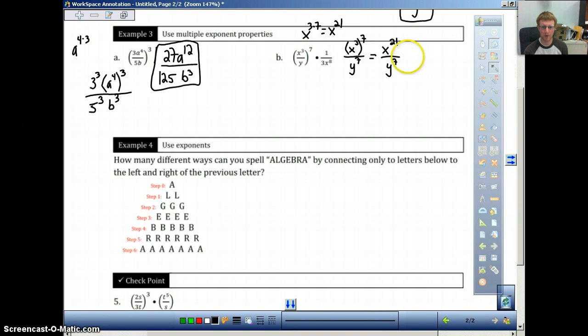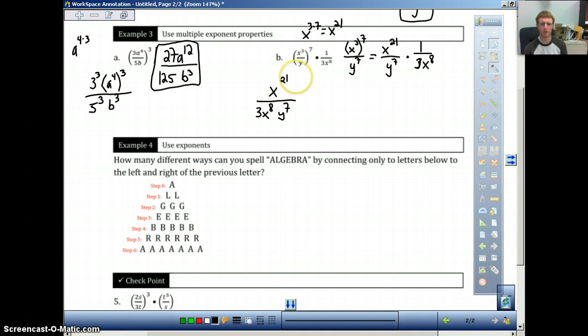And then we have it multiplied by this other one still, so that's going to be 1 over 3x to the 8th. Now, because it's fractions, we're just going to multiply straight across the top. So x to the 21st times 1 will be just x to the 21st. Then we multiply across on the bottom and we get 3x to the 8th, y to the 7th. So again, all we're doing is combining everything by multiplying it. We're not doing anything with these yet.